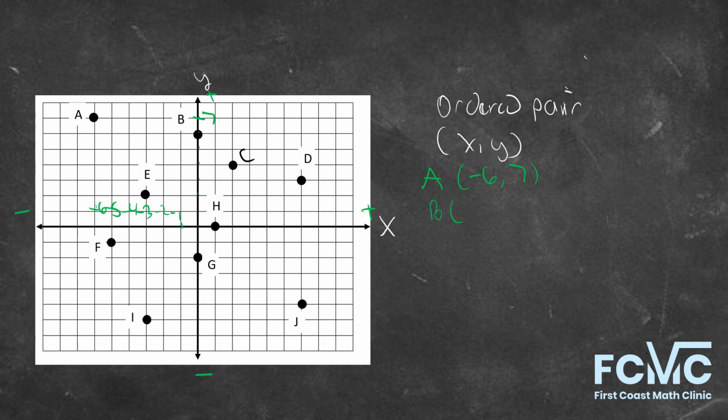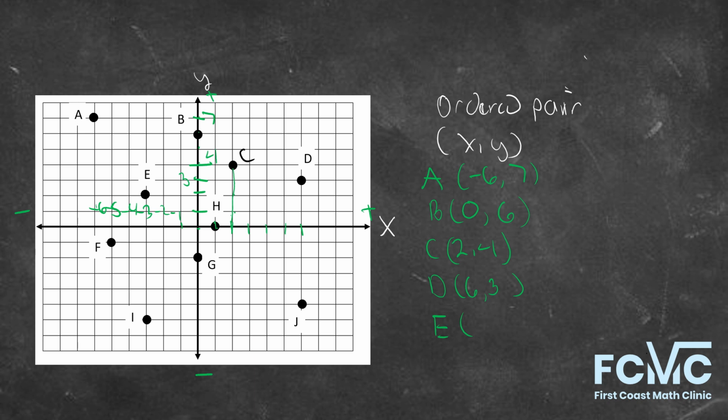B is going to be at 0. X is 0. We're not moving left or right at all. Then we're going up 6. So B should be 0, 6. C, we're going over 1, 2 on the x-axis. Then going up 1, 2, 3, 4. So this is 4. So C should be 2, 4. For D, we're going over on the x-axis 1, 2, 3, 4, 5, 6. And then going up 1, 2, 3. So D should be 6, 3.